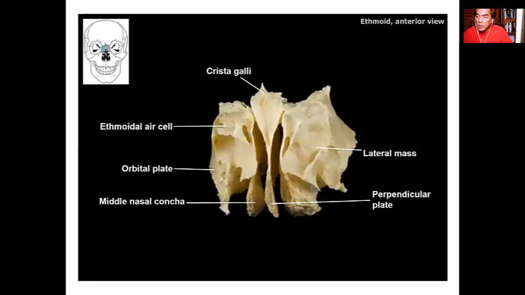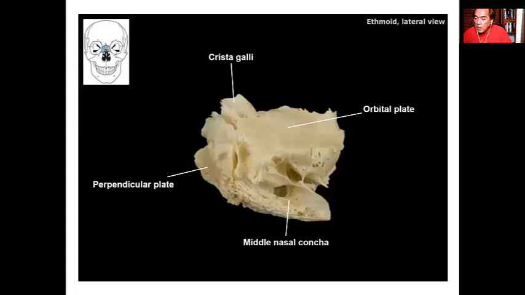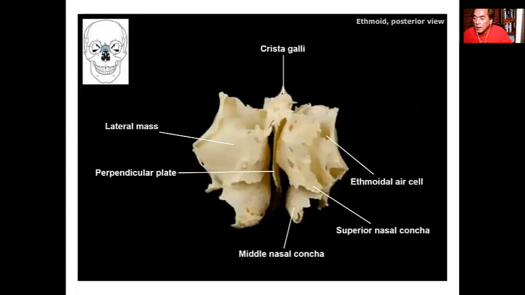This is what an ethmoid looks like. And remember, the most important structure here is this sharp structure that protrudes upward. That's called the crista galli. And then you have this plate, the cribriform plate, and that is where those holes are located. Okay, these are the cribriform foramina.